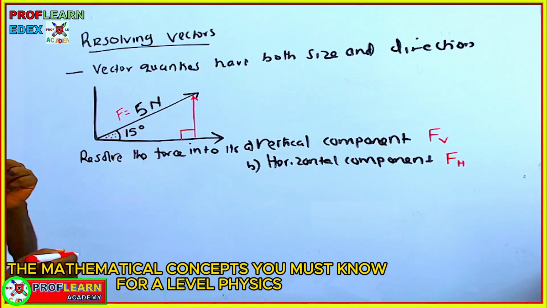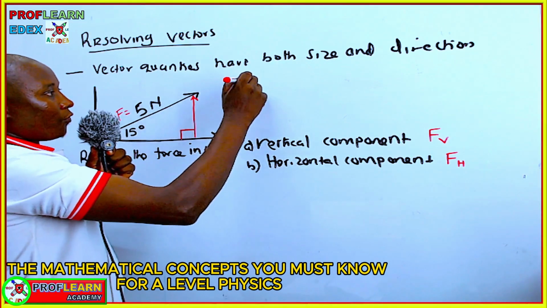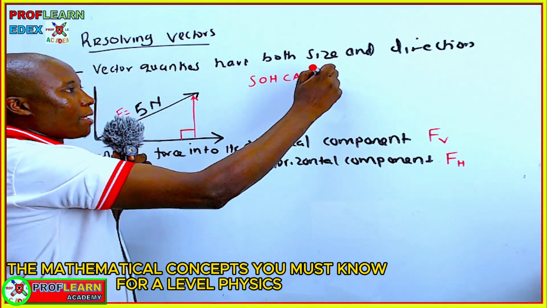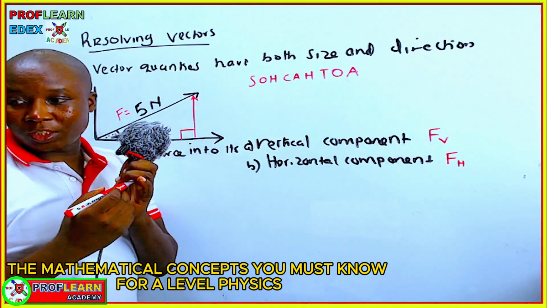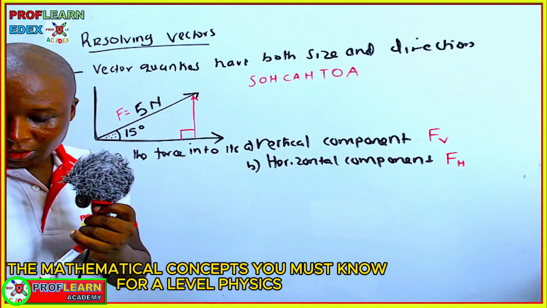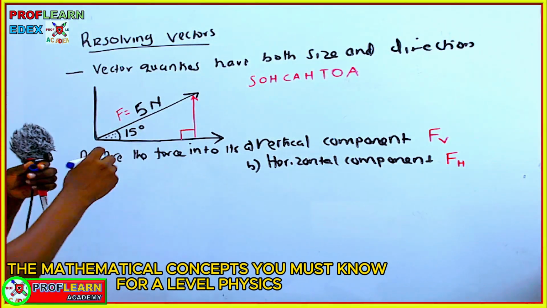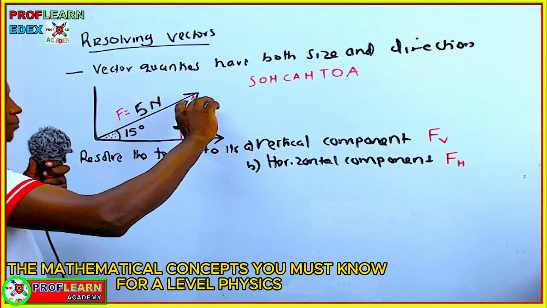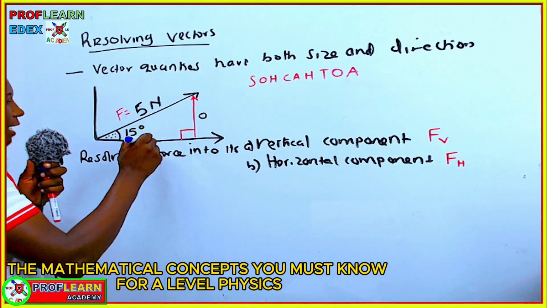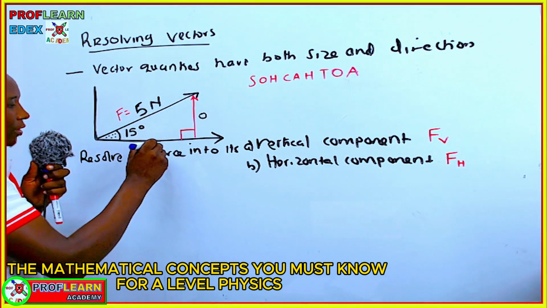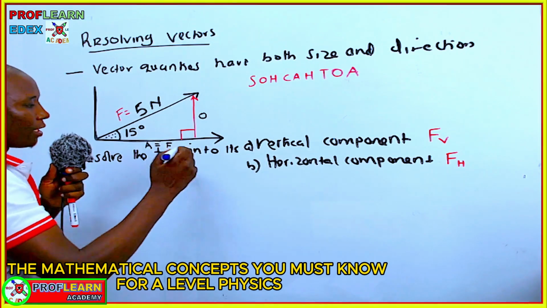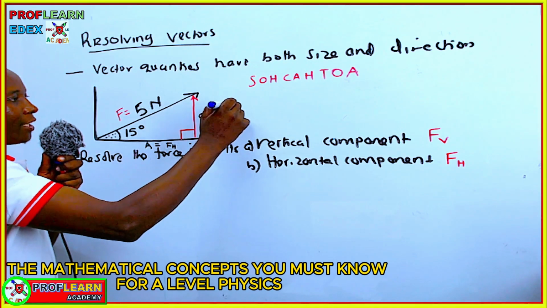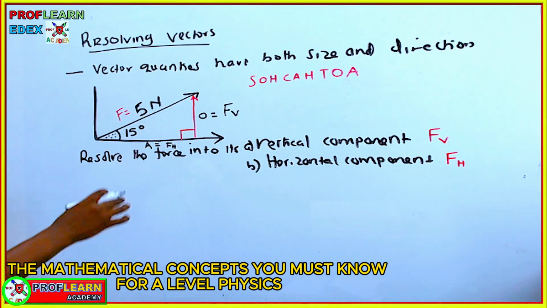So we are going to use the concept of trigonometry, and that is SOHCAHTOA. This is the important mathematical concept that you need to know for A-level math. So that if we are given this as the hypotenuse, we can get the opposite. This is opposite, and this is adjacent. The adjacent is where we have the horizontal component, and the opposite is where we have F vertical, the vertical component of this force.